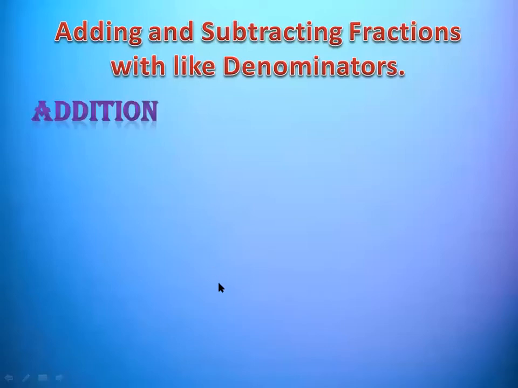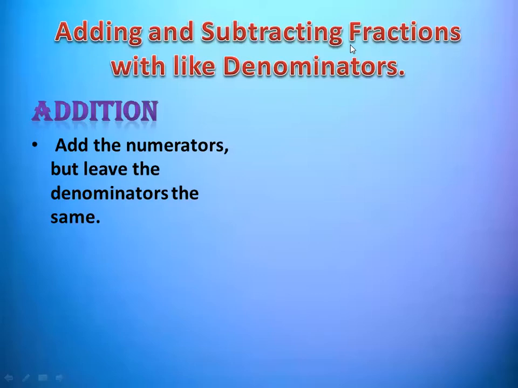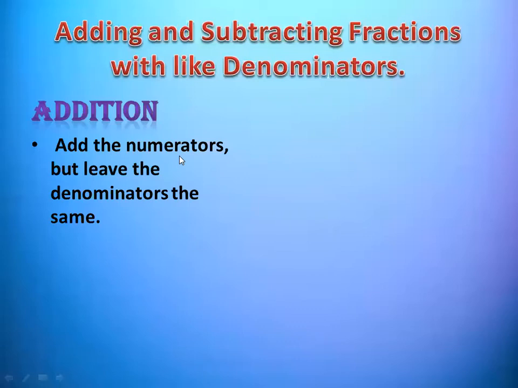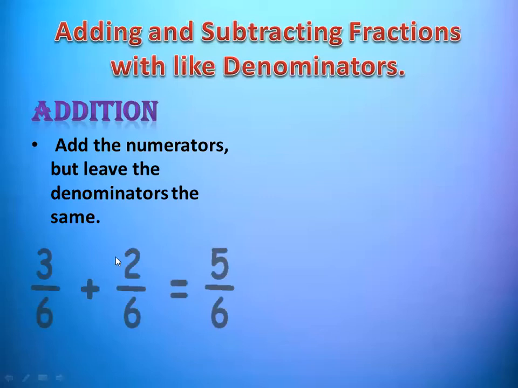So if you have like denominators, how will you add them? You will add the numerators, but leave your denominators the same. Here, if you look carefully, you have like fractions, 3 upon 6 plus 2 upon 6. Here the denominators are the same, that's why they are like fractions. So simply add their numerators. 3 plus 2 will become 5 and your denominator will remain the same, that is 6.